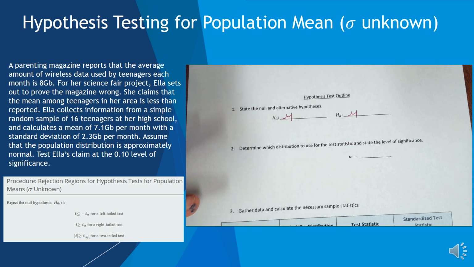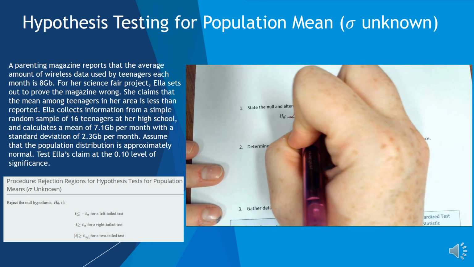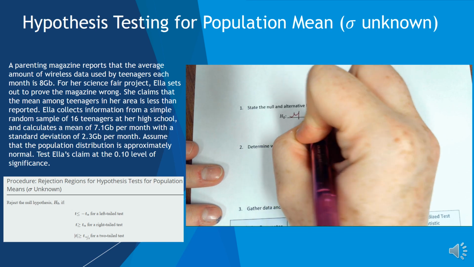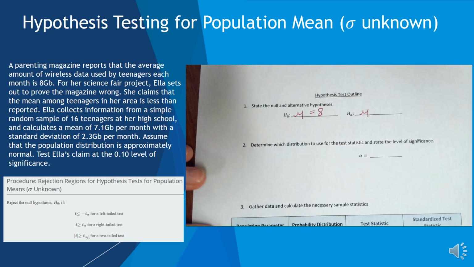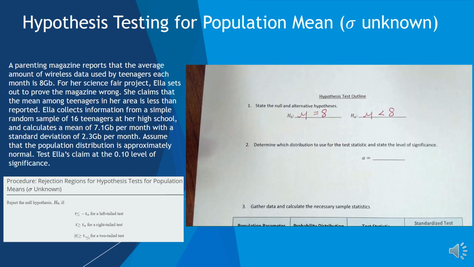It says, for her science fair project, Ella sets out to prove the magazine wrong. She claims that the mean among teenagers in her area is less than what was reported. So the magazine claims, that's the null hypothesis, that teenagers use 8 gigabytes a month. Ella claims that they use less than that, so that's going to be less than 8. The alternative hypothesis is always the claim that you're testing.